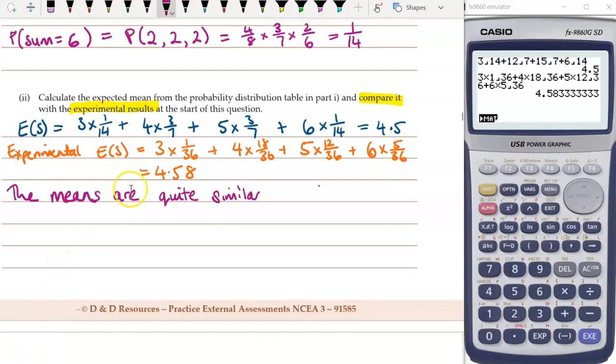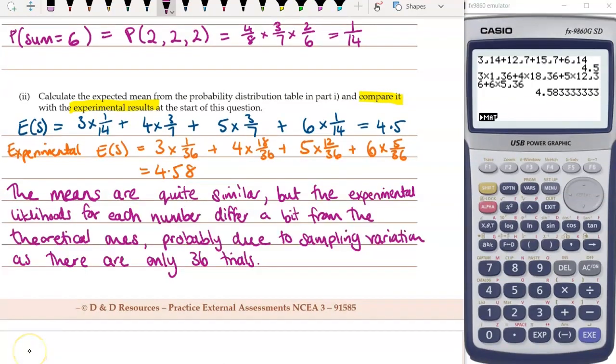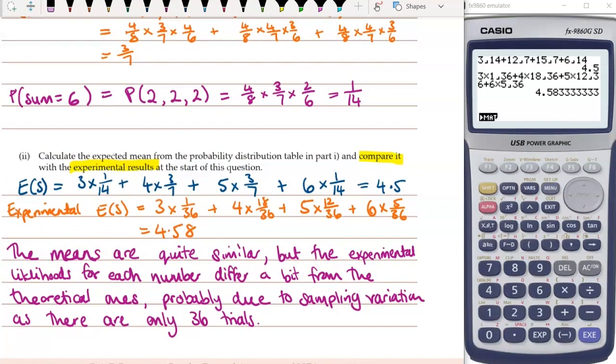So the means are similar, but another thing we can spot in that comparison is that those values are not so similar. They're somewhat close, but not really that much close because of that sampling variation idea. And we know that sampling variation has more of an impact on smaller sizes of that experiment. So because this has only got 36 trials in it, this is almost certainly just down to sampling variation. And that's the end of that paper.